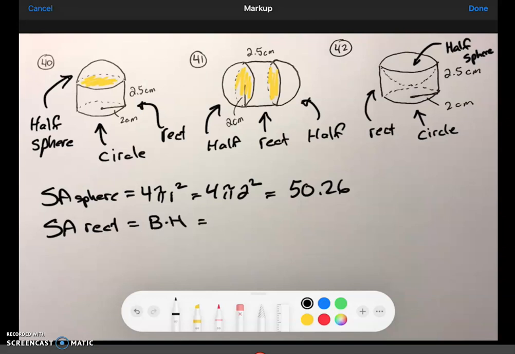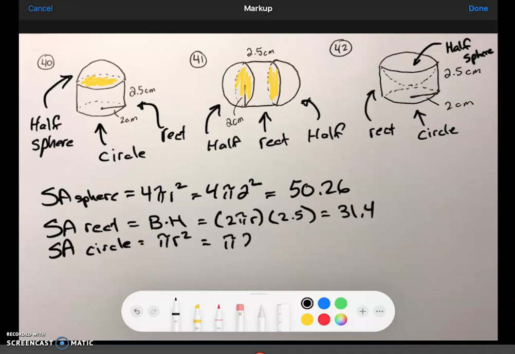The surface area of the rectangle, and all three have that rectangle, is base times height, but the base is the circumference. Circumference is 2 pi r. The height is 2.5. The radius we know is 2. When we plug all this in, we get 31.4. The surface area of one circle is simply pi r squared, pi 2 squared. This ends up being 12.56.